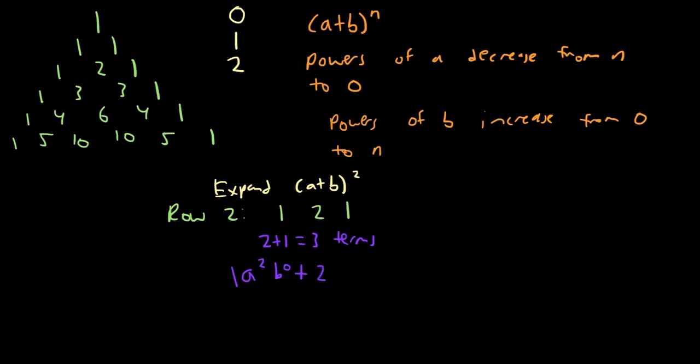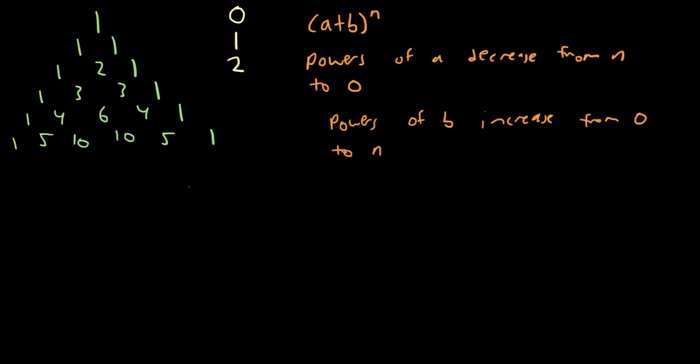We're going to add 2, because that's our next coefficient, times a to the first power, because they're decreasing. So it's decreasing from 2 to 1, times b to 1, because this is increasing from 0 to 1. And then finally plus 1a to the 0, because the a powers are decreasing from 1 to 0, and b squared, because the b power increased from 1 to 2. So we're just going to simplify this and we get a squared. b to the 0 just equals 1, so that cancels out, plus 2ab plus b squared, because a to the 0 just equals 1.